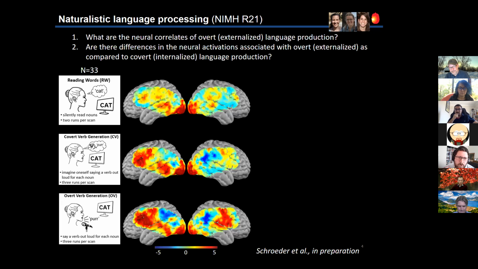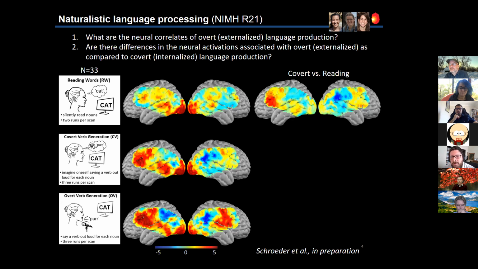If you ask someone to overtly say these words, now they're actually saying the words out loud. Mario, who led this project, did quite a lot to make sure to train people to be able to speak without moving all their musculature and their head while they were talking. And you see really exquisite mapping of the motor cortex and auditory cortex, in addition to other aspects of the field of view. So if we contrast these maps, covert versus reading, we see the classical Broca's area.